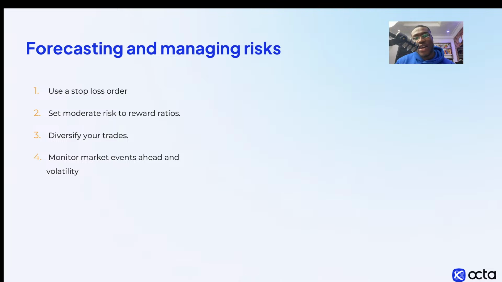Look at the economic calendar. Am I expecting NFP tomorrow, CPI tomorrow? Otherwise the news just hits your stop loss and kicks you out. Stay updated using the economic calendar, and also look at the volatility of the market. If you're trading in volatile sessions, that can help you gauge your risk tolerance for that particular session.